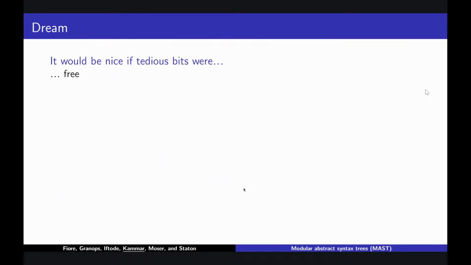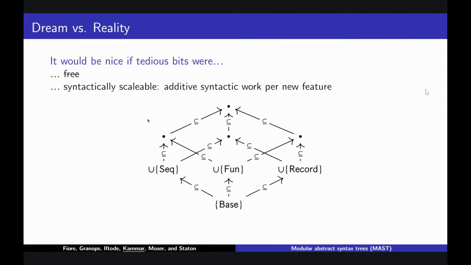So the dream, again, another dream, would be nice if all the tedious bits were free. I'm not going to say free, I'm going to say syntactically scalable. So what do I mean by that? I mean that as I add more constructs to my language, I need to do extra work per construct, but maybe not everything from scratch again.